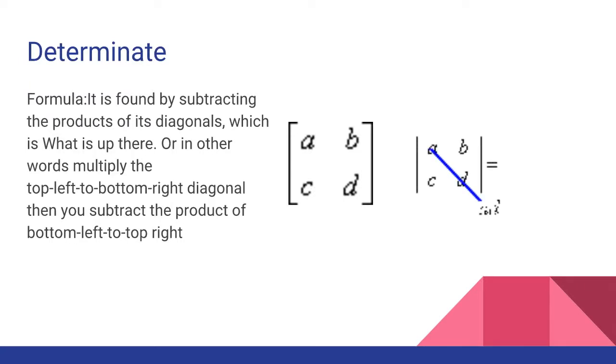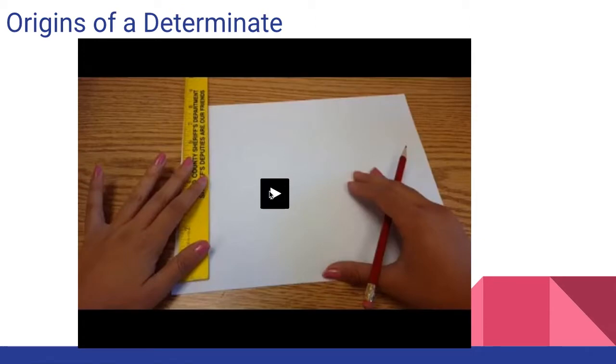The formula is found by subtracting the products of the diagonals, which is on the screen right over here. Or in other words, you multiply the top left to bottom right diagonal, then you subtract the product of the bottom left to the top right, just like over here. And here is the origins of determinant.